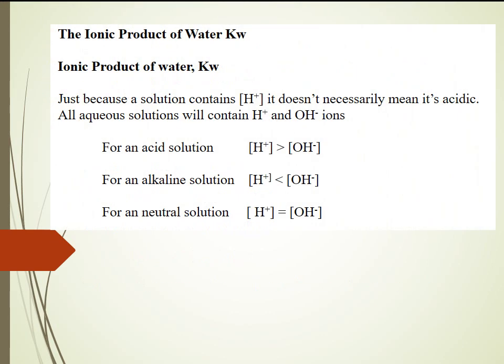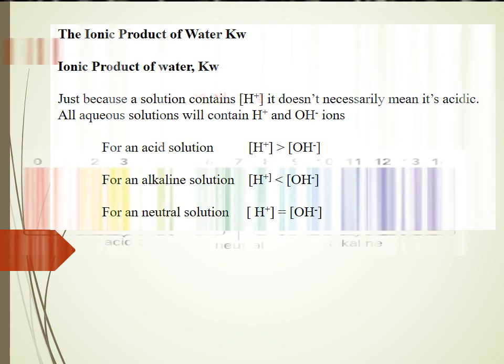Ionic product of water, Kw. Kw is the ionic product of water. Just because a solution has H plus doesn't necessarily mean it's acidic. All aqueous solutions will contain H plus and OH minus ions. For an acidic solution, H plus is greater than OH minus. For an alkaline solution, H plus is less than OH minus. For a neutral solution, H plus equals OH minus.